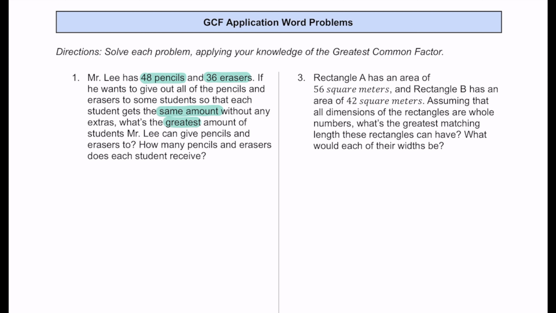So this right here is a classic GCF word problem because we're giving out all of the pencils and erasers, and also we're trying to figure out the greatest amount of students that we can give them to. So we're going to go ahead and solve this GCF problem, but I'm going to use the ladder or the cake method just because it's a little quicker, okay? Feel free to use the prime factorization method if you would like to, but over here we can see that 48 and 36, what is a common factor?